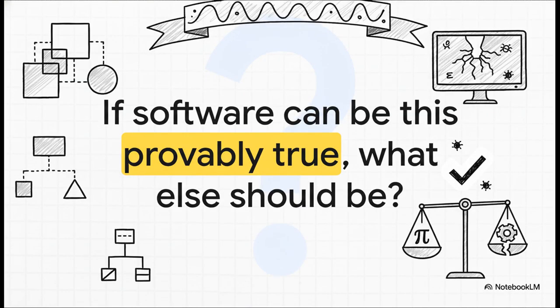And that leaves us with a really fascinating final thought. We've just walked through a system that's built on a foundation of absolute, verifiable mathematical truth. It really makes you wonder, in a world full of buggy software and digital uncertainty, what other systems in our lives deserve this exact level of integrity?